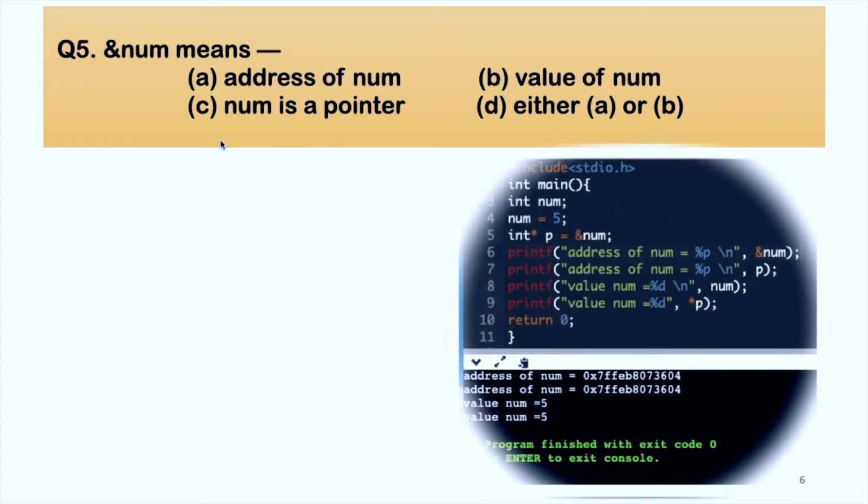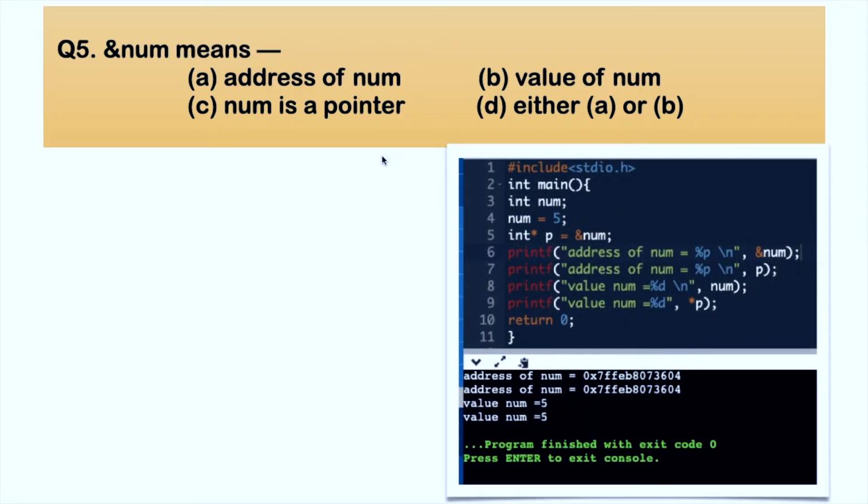We have run some code in an online GDB compiler. Here you see int num, then ignore this line, then printf address of num is %p, ampersand num. So it prints this address, the memory location. We can also print it using a pointer: int star p, an integer pointer, is equal to ampersand num. Now this p points to the address of the num variable. So we can say this p is an integer pointer that is pointing to the variable num.